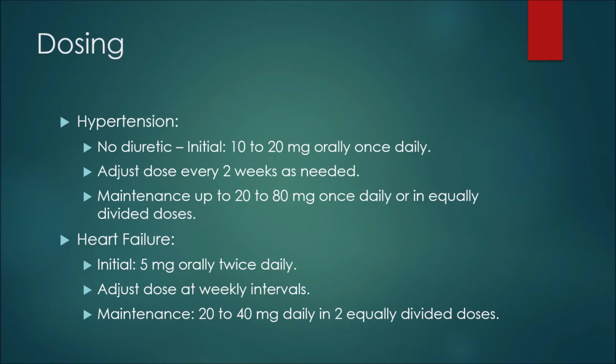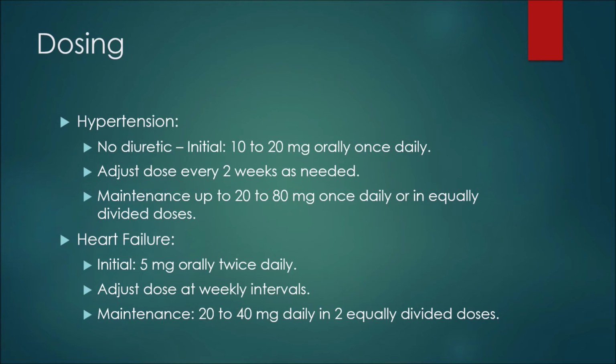Now for some examples of dosing. So in the treatment of hypertension or high blood pressure, if a patient was using this medication and they're not using a diuretic, the initial dose would be 10 to 20 milligrams orally once daily. They would adjust the dose about every 2 weeks as needed, and the maintenance dose would be up to 20 to 80 milligrams once daily or in equally divided doses.